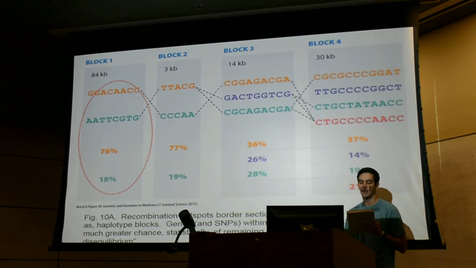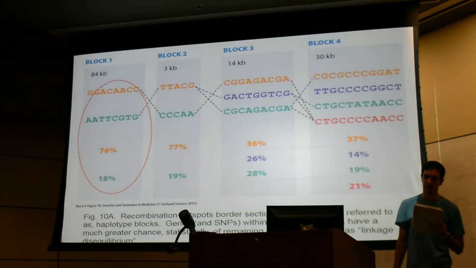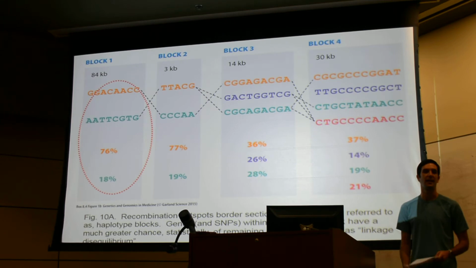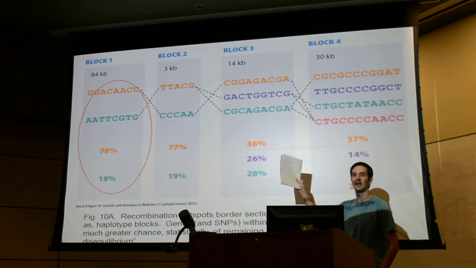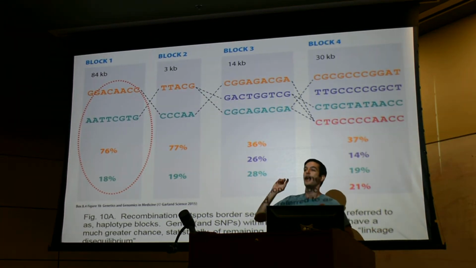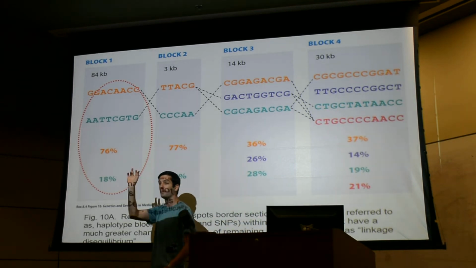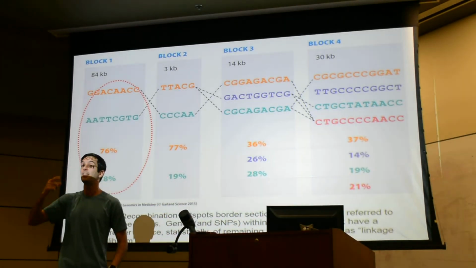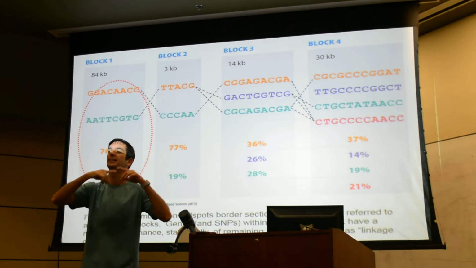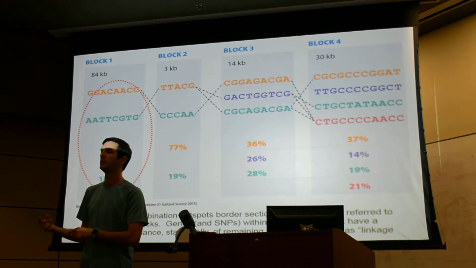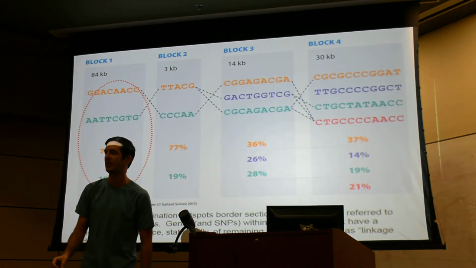Non-random association of alleles at different loci in a gene in a given population. Like I said, they travel together. Linkage disequilibrium means that if something is within a block, one block itself, it is basically in linkage disequilibrium. So they're linked together. They always travel together.